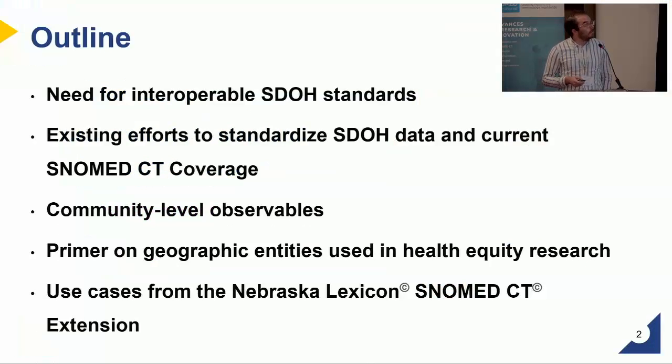I have an ambitious outline here and a lot of slides, so I'm going to move quickly at a high level, talking about the need for interoperable social determinants of health standards, existing efforts to standardize SDOH data, our solution to enhance this, which is adding observables at the community level, a quick primer on how we've deployed those in the US at a very granular geographical level, and then use cases from our Nebraska lexicon, SNOMED CT extension.